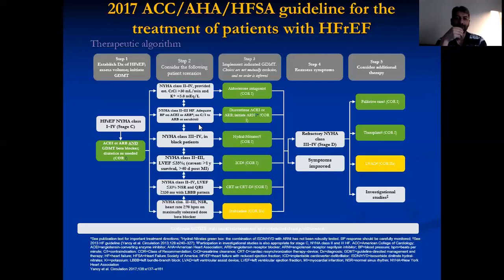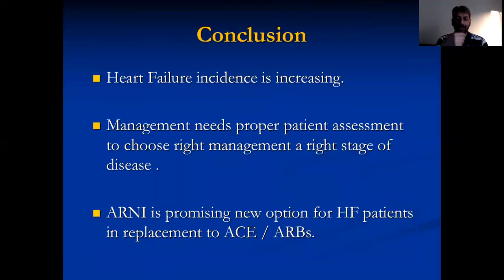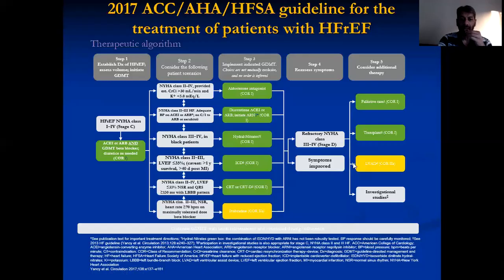in place of ACE or ARB. Similarly, if your patient is in class 3, 4, you can add on hydralazine and nitrate, especially for black people. Then if your patient is having LV dysfunction less than 35%, 40 days post MI, still symptomatic, you can think of putting an ICD. Similarly, CRTD, if he's having left bundle branch block along with less than 30% or QRS greater than 150.